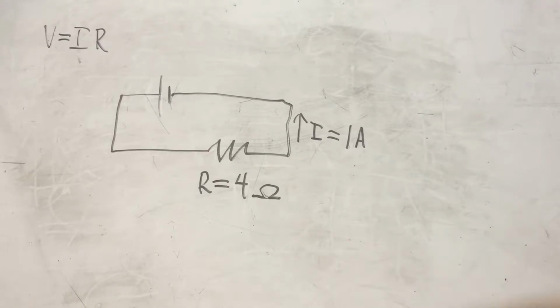In this circuit, we are given that the resistance of the resistor is 4 ohms and that the current in the circuit is 1 ampere, and are asked to solve for the voltage across the battery.